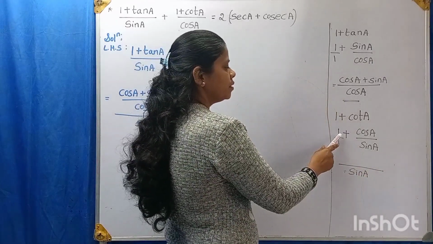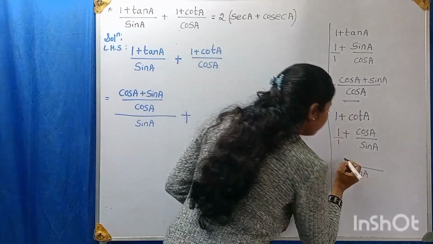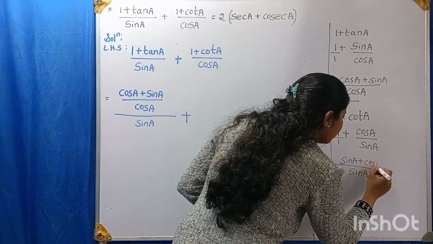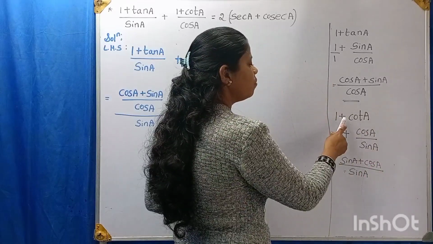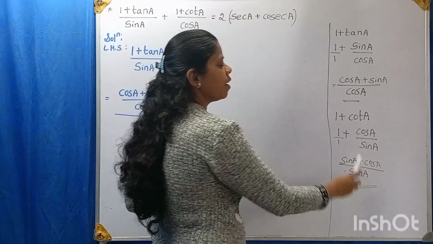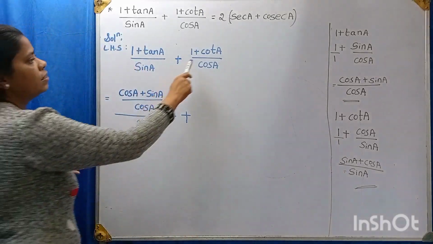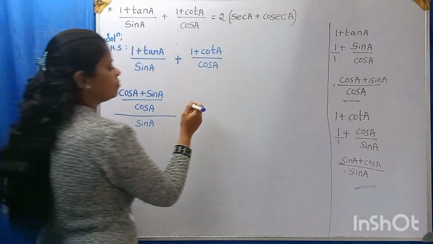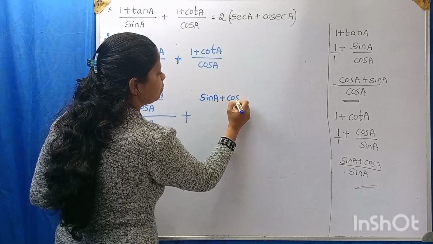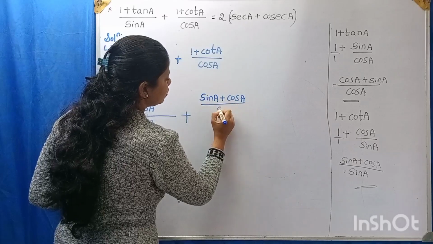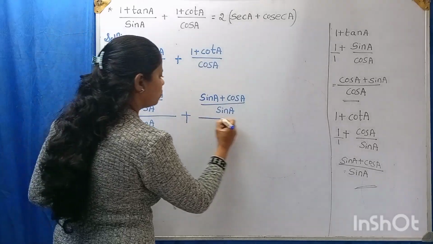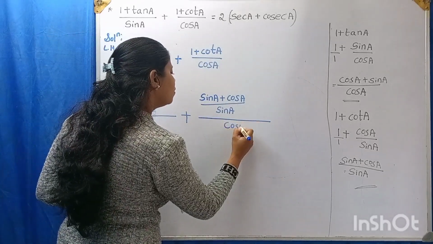Then what will it become? Sin A plus cos A. Means 1 plus cot A can be written in the form of (sin A plus cos A) divided by sin A. This 1 plus cot A I will write as (sin A plus cos A divided by sin A), whole divided by cos A.